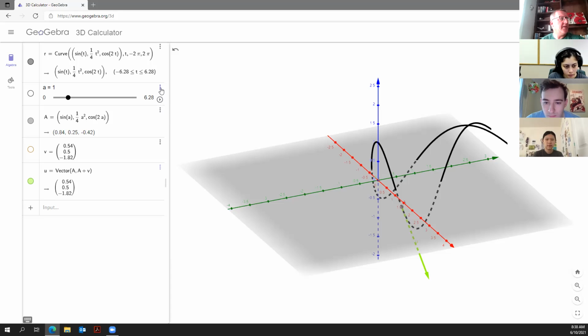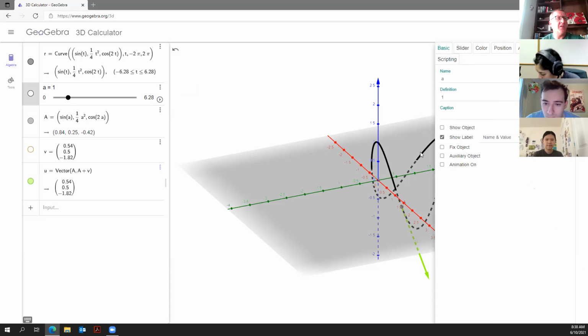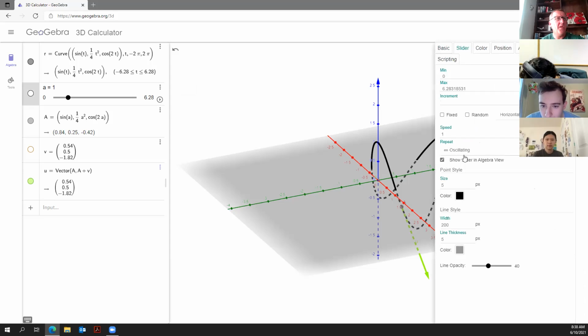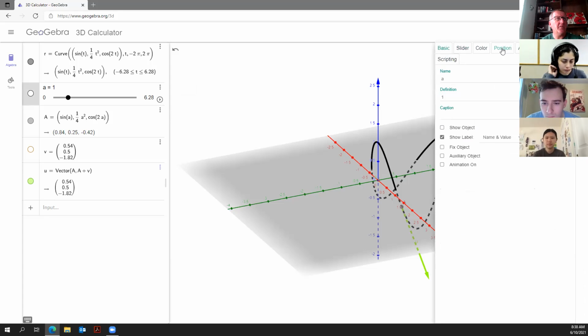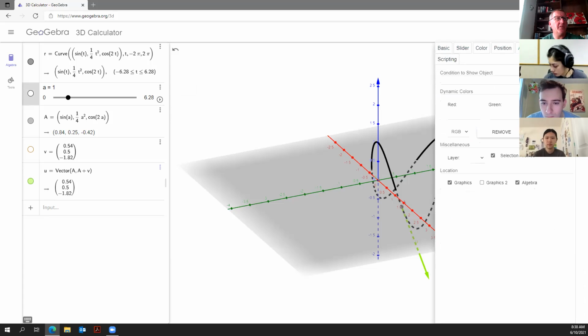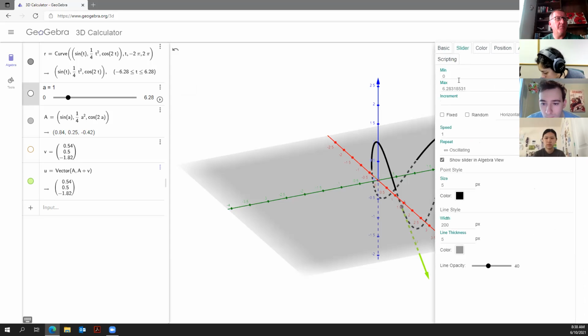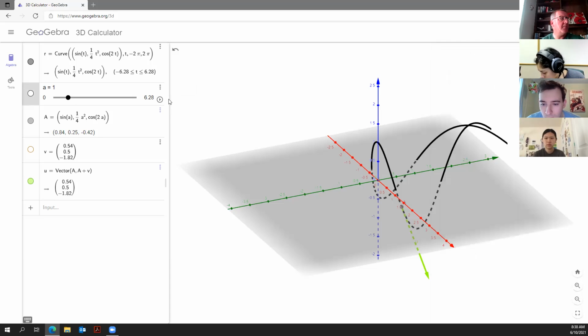So let's see, I think I can go in here to settings and slider. Seemed like there was a way to control, because I'm going to animate it here in a second. And I think I could control how fast it animates, but I just can't remember where. Basic, color, position, advanced. I guess not. I think it was that increment.